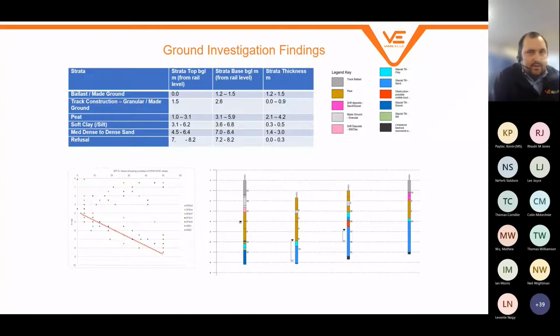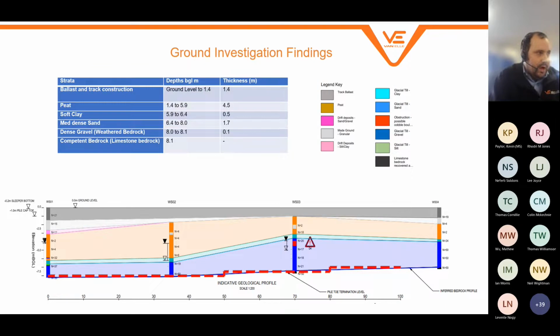All the ground investigation findings are then plotted, and we develop what we call a ground model, so where we can see the ballast and the track construction, peat layers, soft clay, the sands and gravels at depth, and then eventually a competent limestone.